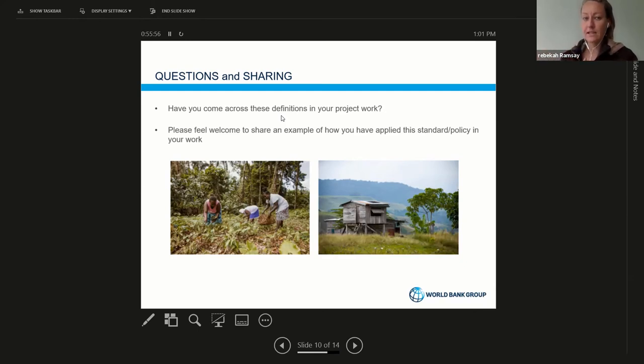But the number one thing is no land can be touched until whatever the arrangement is, whether it's a lease or compensation for an acquisition, it is paid. So that's a really key important point, I think, for any practitioner.